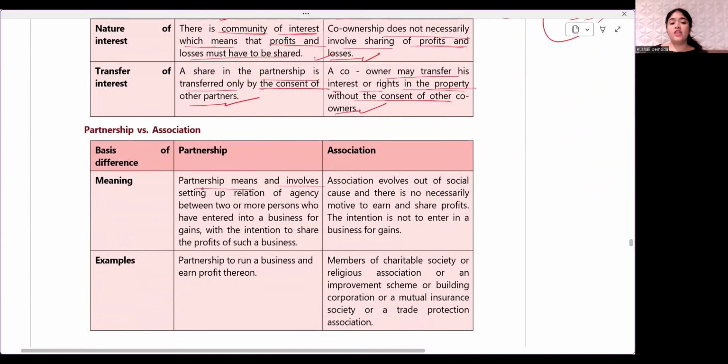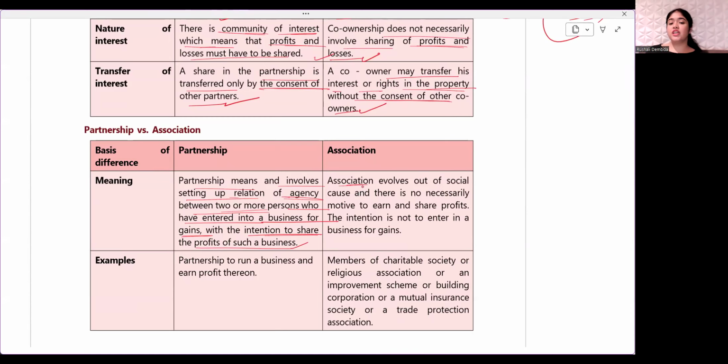Partnership means and involves setting up a relation of agency between two or more persons who have entered into a business for gains with the intention to share the profits of the business. Partnership comes into existence when there is an agreement, there is an agency between two people that they are going to enter into a business and share the profits of that business.